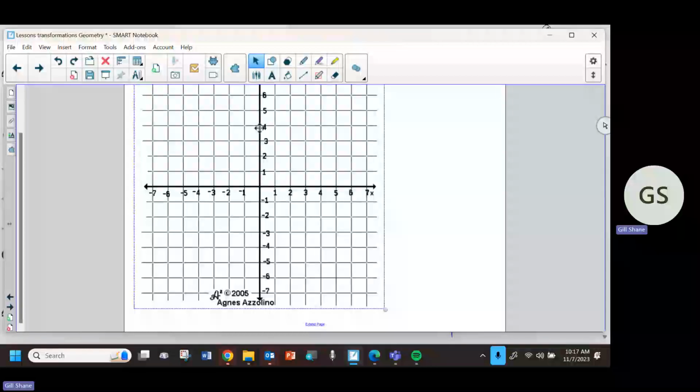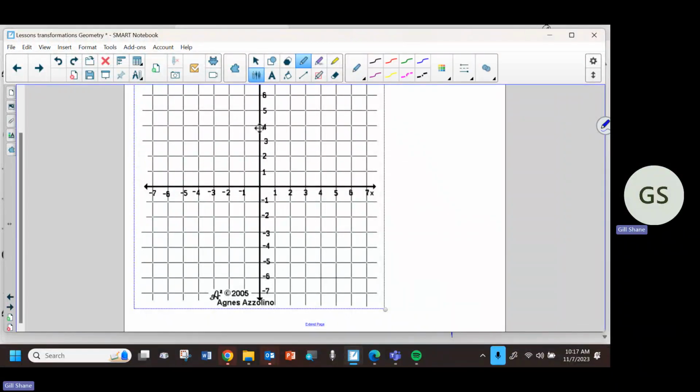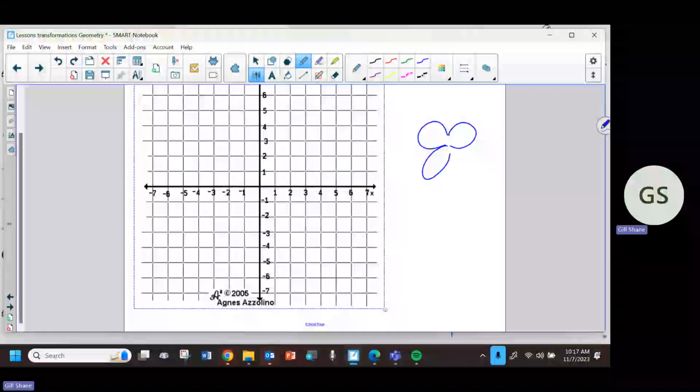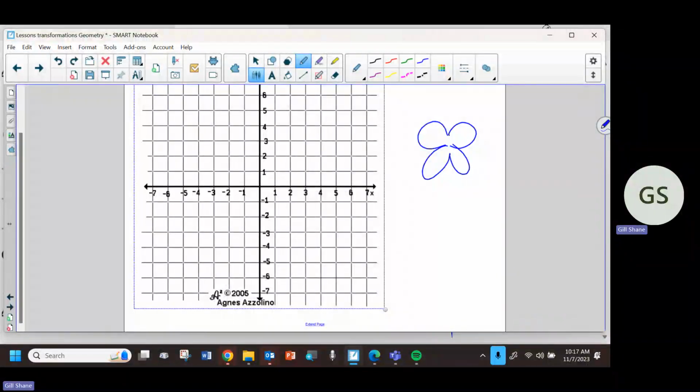So I'll show you just really quickly in a picture. Symmetry would be like this. If you have a four-leaf clover and it's perfectly symmetrical, you have symmetry left and right. So there's symmetry if you fold it over, it'll land on top of itself. Or there's symmetry up and down.